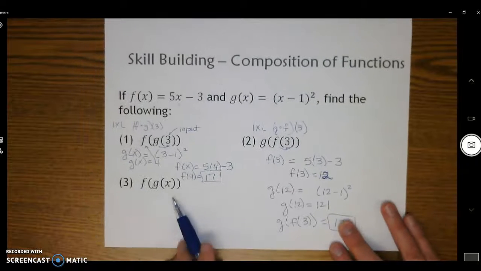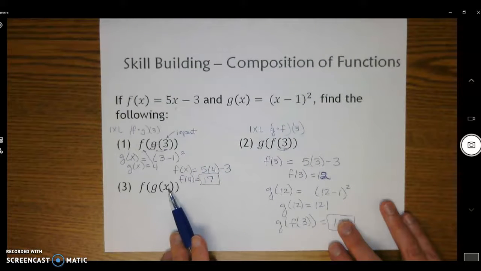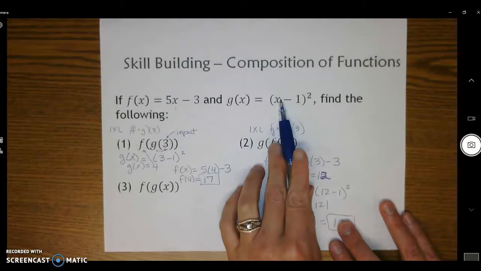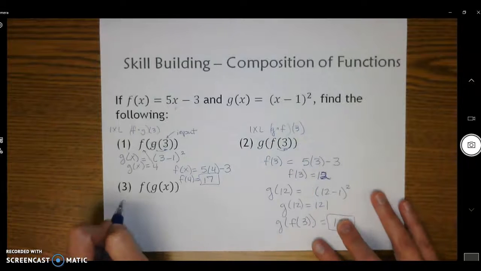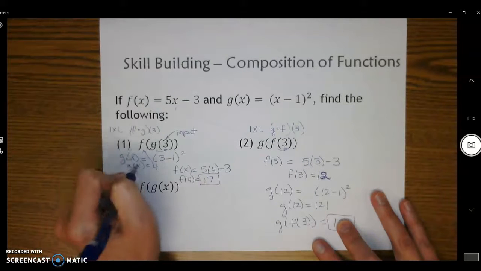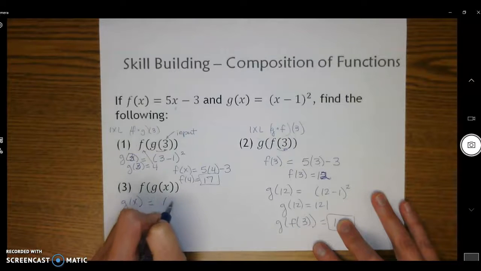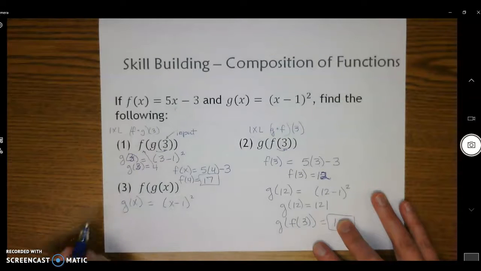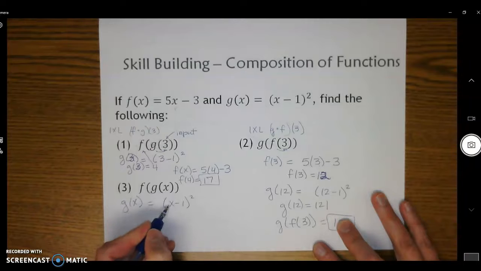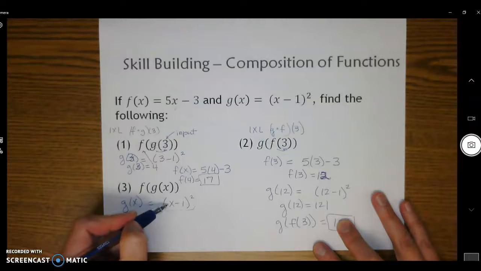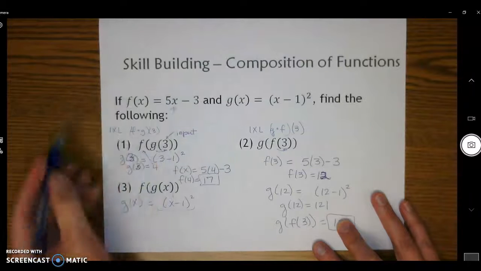All right, this one here doesn't have any numbers, so I'm supposed to take x and put it in the x spot. So g of x, this should really be g of 3 here. g of x will equal x minus 1 squared. There's nothing for me to do because the x is already in the x spot. So this is the answer so far. Now I'm supposed to take this and put it in f. So I'm going to take this, put it in input for f.